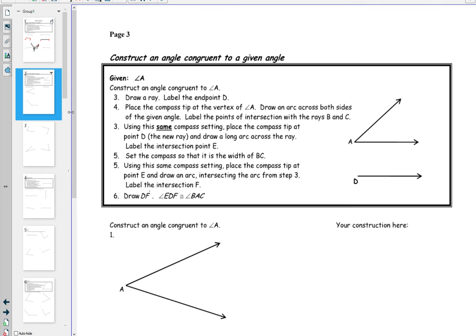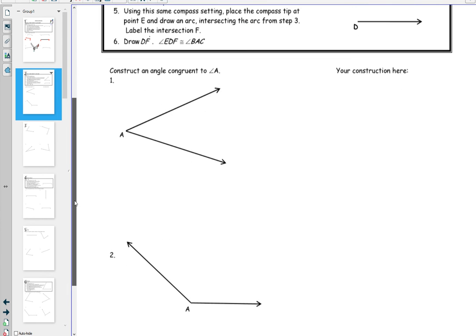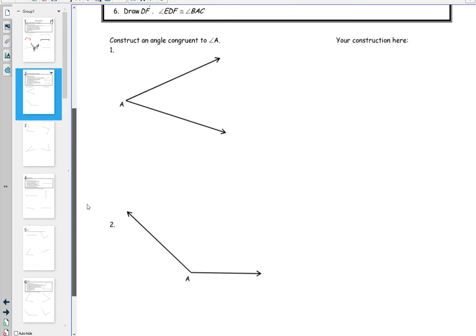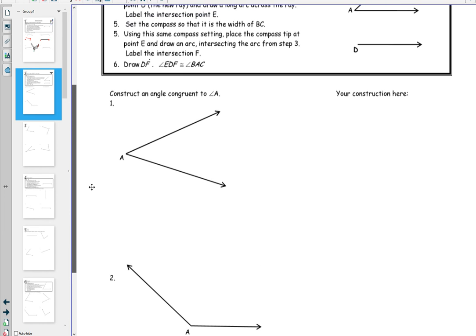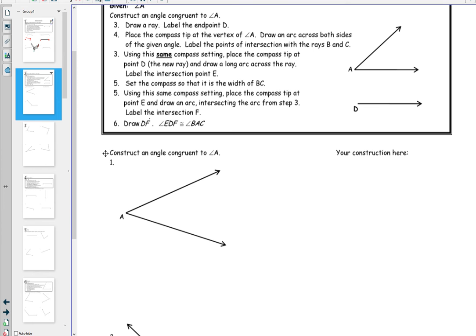Congruent angles. Alright, so here we're gonna put the construction off to the side. It looks like, from the directions, they want us to call a point up here B. I'm gonna have to wait for C.